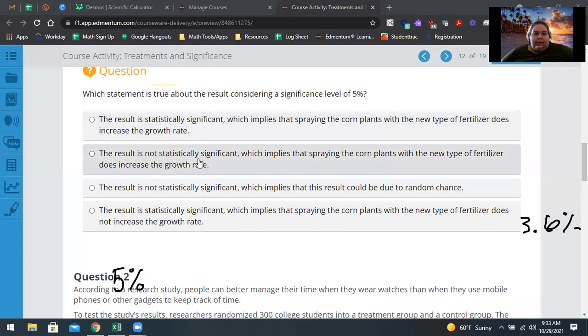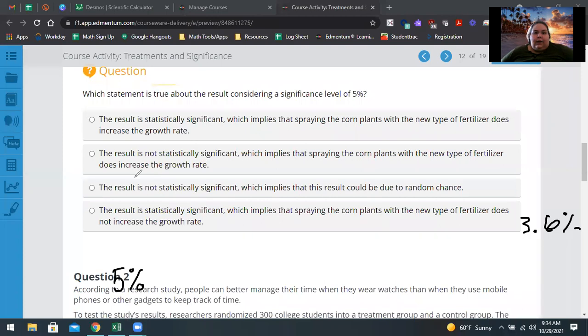The results are not statistically significant, which implies that spraying the corn plants with the new type of fertilizer does increase the growth rates. The results are not statistically significant, which implies that the results could be due to random chance. The results are statistically significant, which implies that spraying the corn plants with the new type of fertilizer does not increase growth. Well, the whole idea is whether it is going to increase growth to harvest more corn. So we know it is going to be statistically significant.